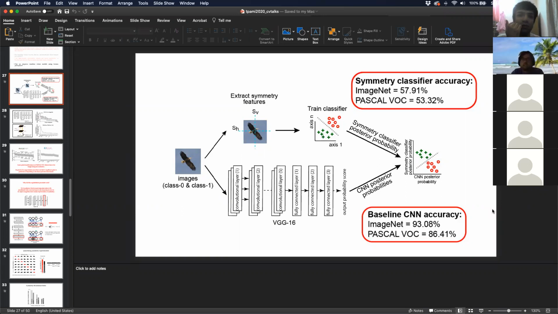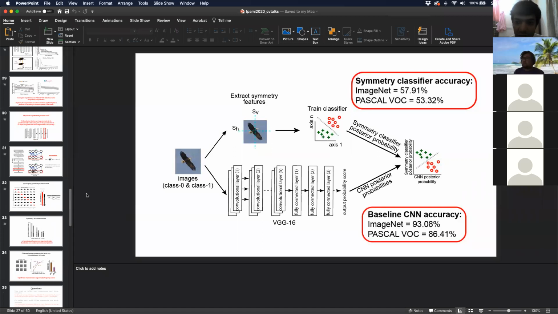Is that clear? Shambhavi, is it clear? Yes. Very good. Please post your questions in the chat. And how did you combine human annotation? How did you combine it into the data set?